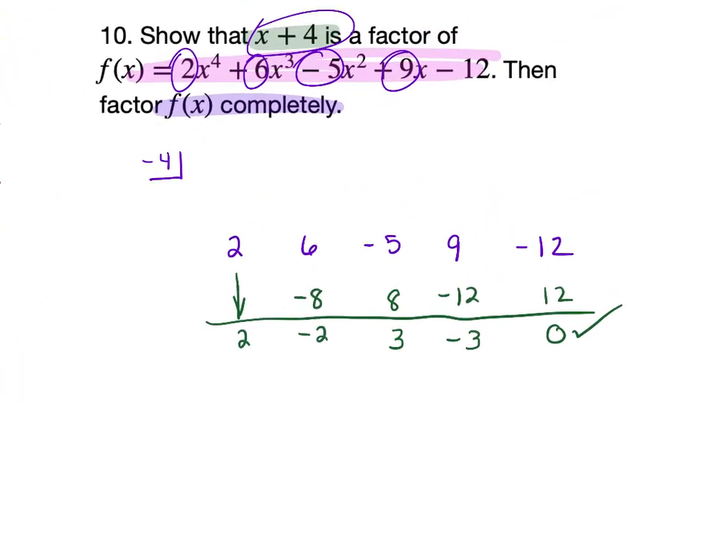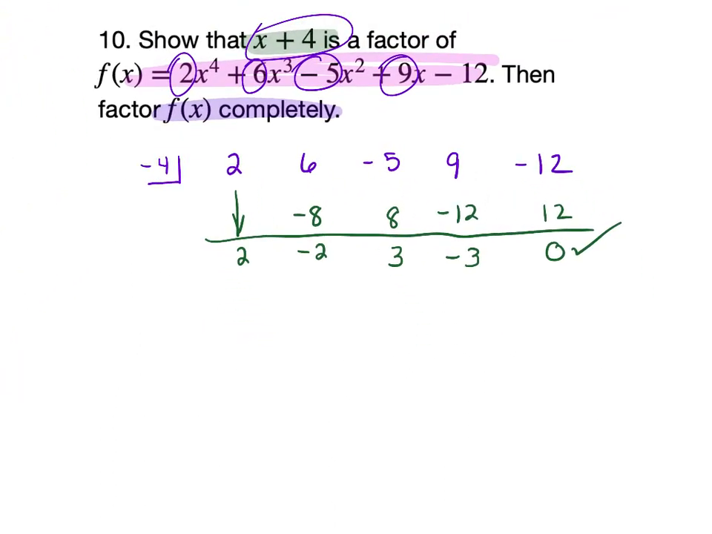You not only found out that x plus 4 was a factor, you've actually started to factor f of x. F of x has a factor now that is x plus 4, and the other factor is the answer to the division problem. Now, we started with x to the 4th, so it always goes down by 1 degree. So now it's 2x cubed, minus 2x squared, plus 3x, minus 3. So that is the other factor.